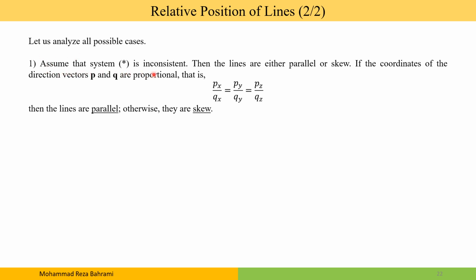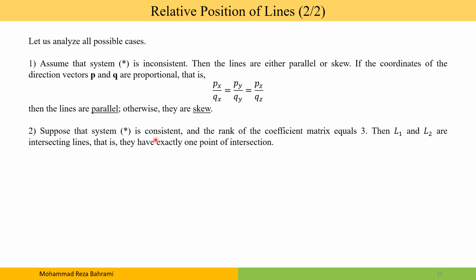Assume that the system is inconsistent. So do remember about consistency and inconsistency. Two weeks ago we talked about it. Inconsistency is when the system does not have any solution. So in this case, the lines are either parallel or skew. If the coordinates of the direction vectors P and Q are proportional, so these expressions are satisfied, then the lines are parallel. Otherwise, they are skew.